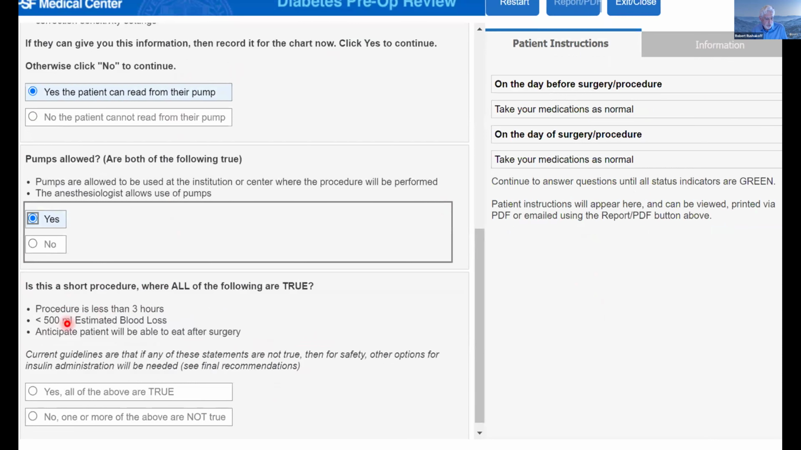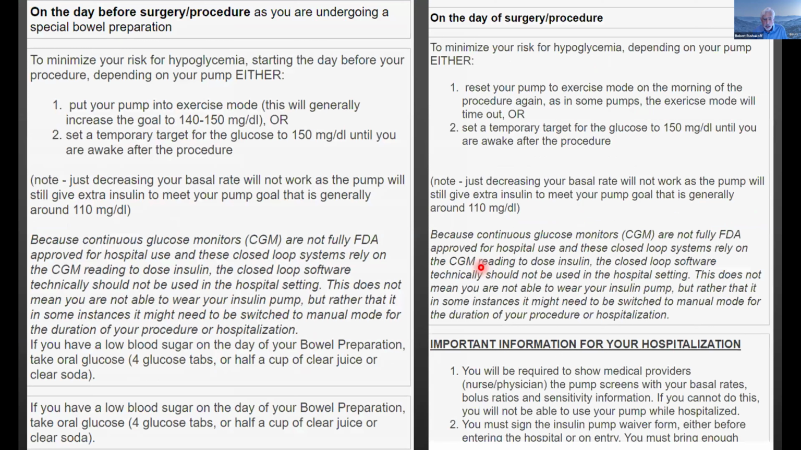Again, is it a short procedure? Is it a long procedure? And so forth. That, again, will tell us whether the patient should be on a pump or not. And then this is fairly generic. I didn't put in a specific pump. Depending on which pump it is, it'll give them instructions on what to do.